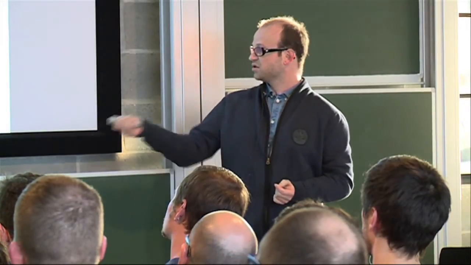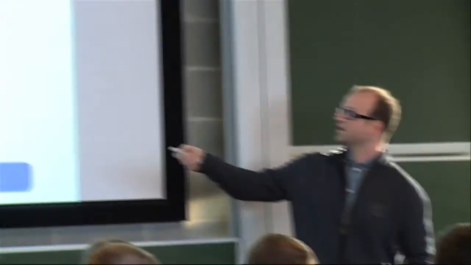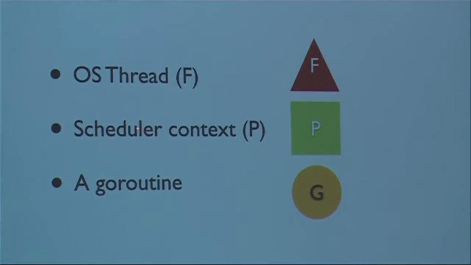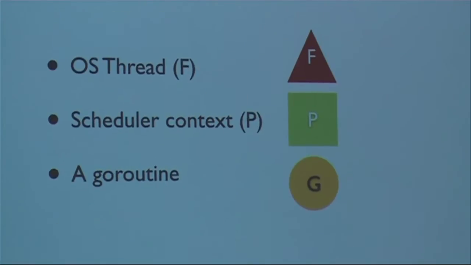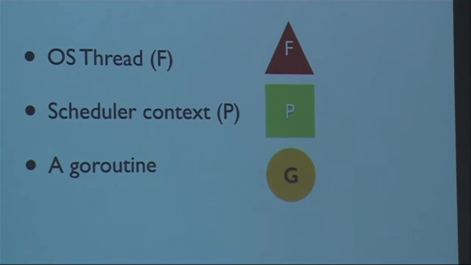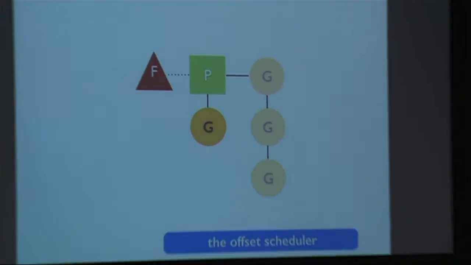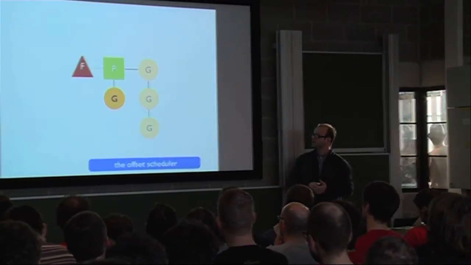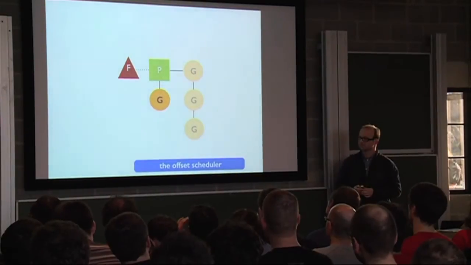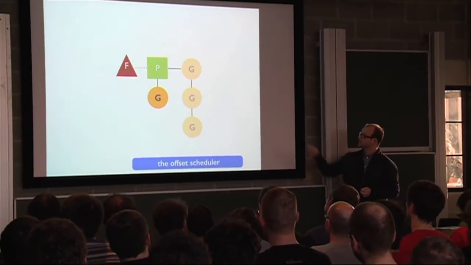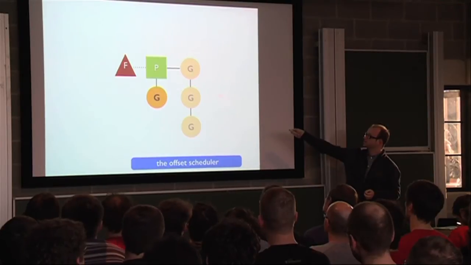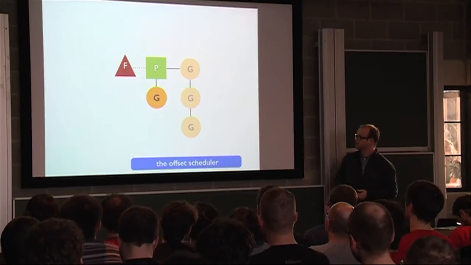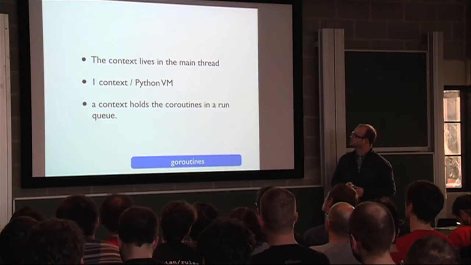So here's the structure. You have three entities in Offset. You have one thread, a scheduler context, which is named P as in process, and a goroutine, which is the executing code. And what the Offset scheduler does when you are executing code is add the goroutine to the process, to the context, to the run queue, and execute it. And it does that for any execution that will be launched in a goroutine. So it's stacking every piece of execution code in a queue.